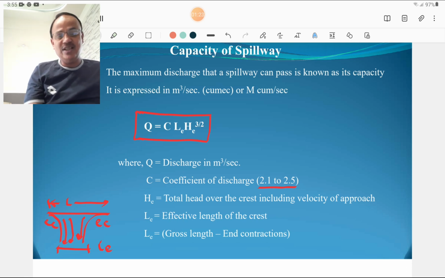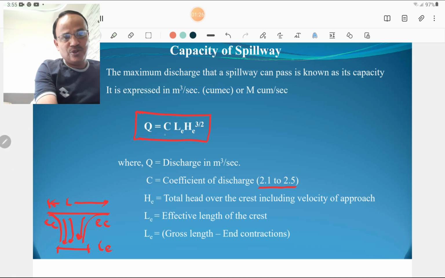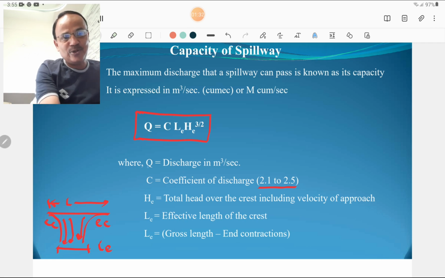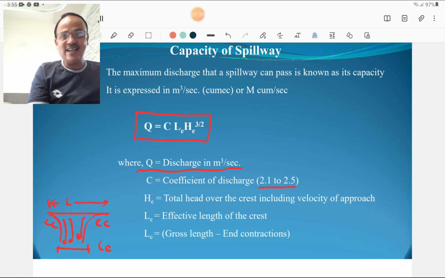of this capacity is Q = C × LE × HE^(3/2), where Q is equal to discharge in meter cube per second, C is equal to coefficient of discharge, which is generally taken in the range of 2.1 to 2.5, HE is the total head over the crest including velocity of approach, and LE is equal to the effective length of the crest, which is equal to gross length minus end contractions.